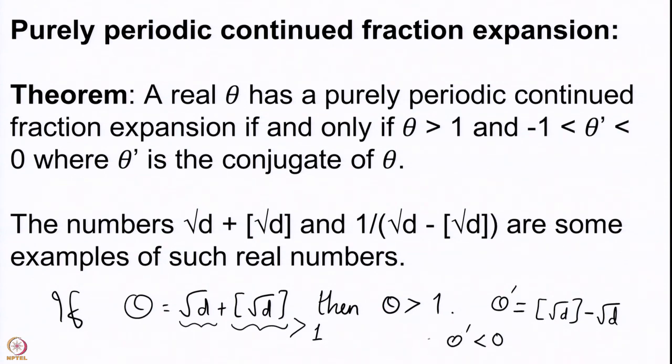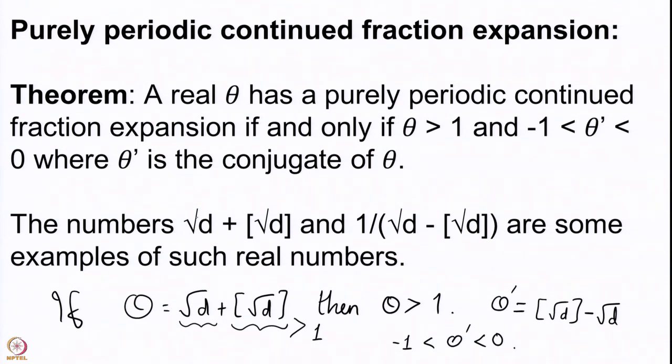So, when you remove the integral part from any number, what you get is the fractional part, and we have noticed that the fractional part can be 0 or it can be something which is less than 1. Here we are taking the negative of the fractional part because we are taking the integral part of root d and removing root d from that. So, we get some number which is negative of the fractional part. So, it is going to be between minus 1 and 0, and being an irrational number, it is not going to be equal to any of these two. So, we have that your theta prime is negative and it lands between minus 1 and 0.